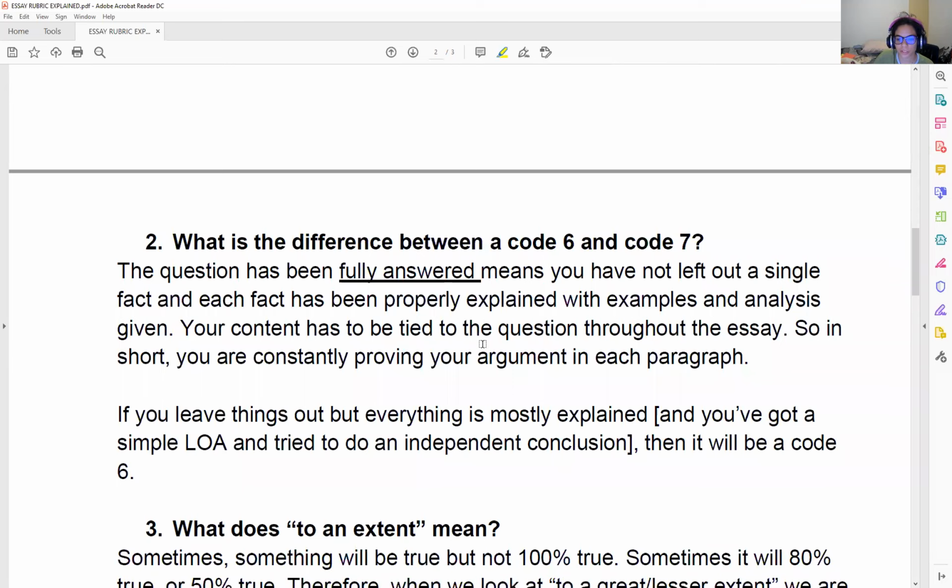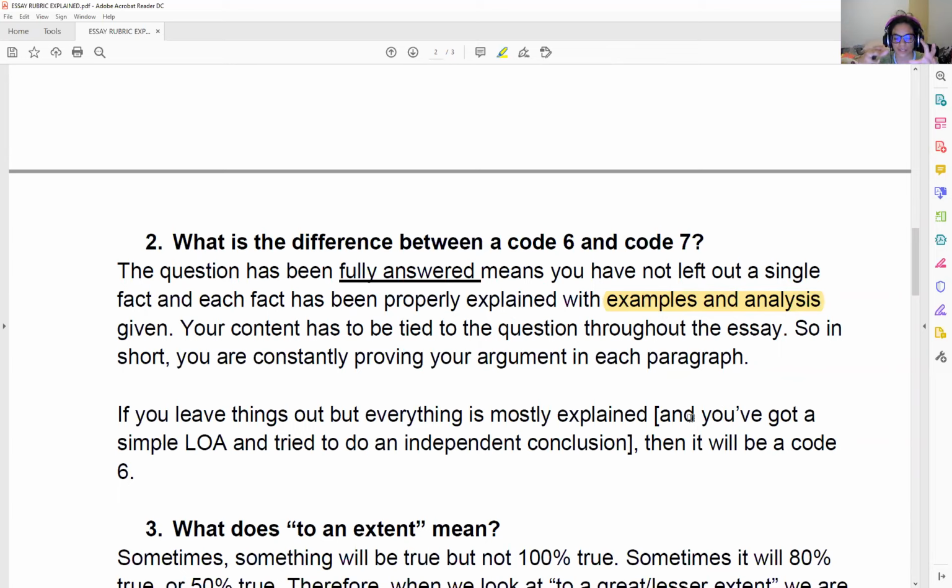Okay, so what is the difference between a code 6 and a code 7? The question has been fully answered, which means that you have not left out a single fact, and each fact has been properly explained with examples and analysis. Now, what is analysis? Analysis is looking at cause and effect. Because this happened, then that happened.